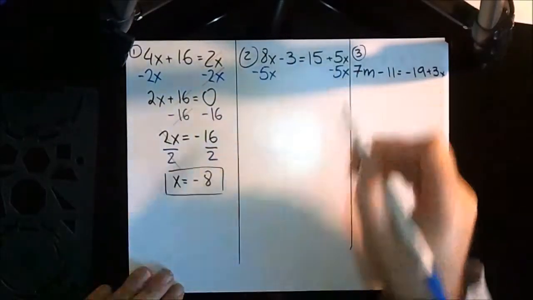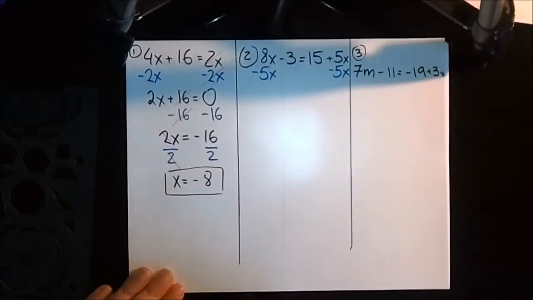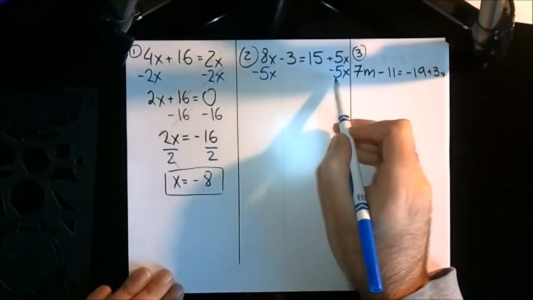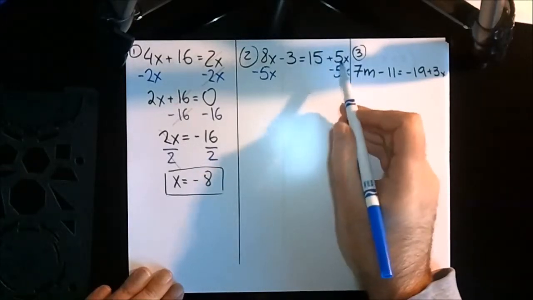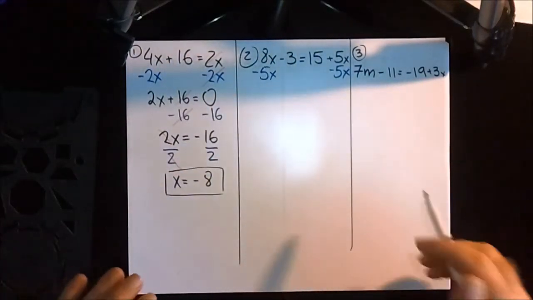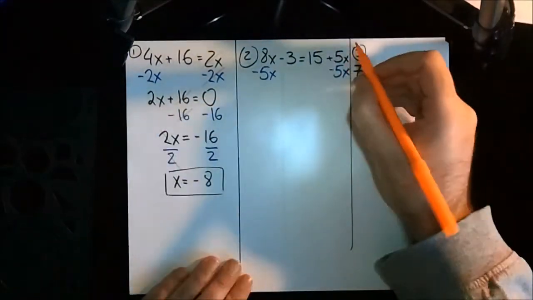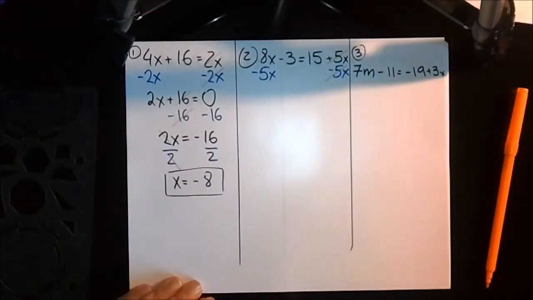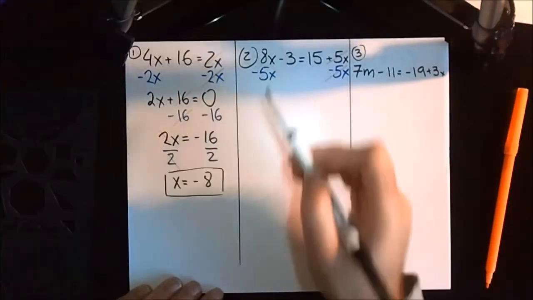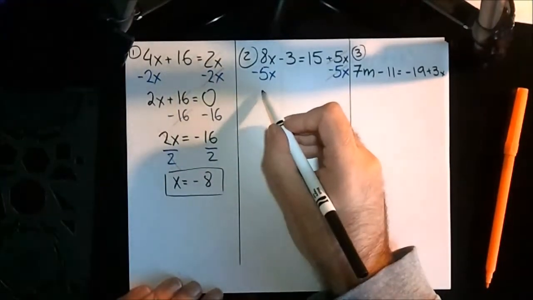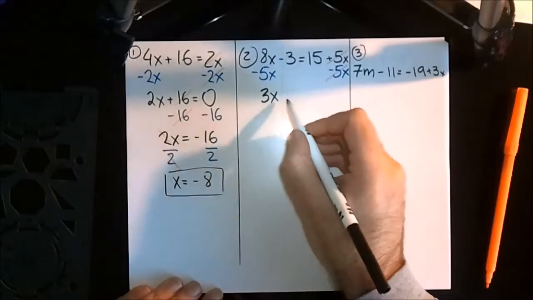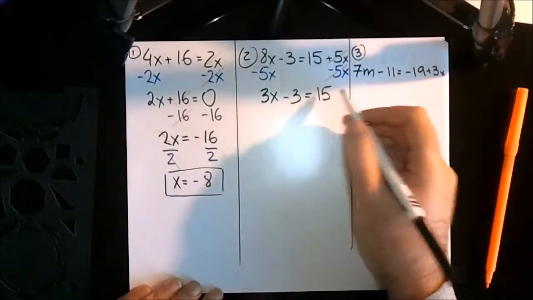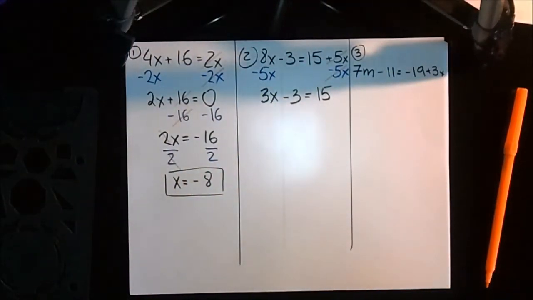So once again, 5x minus 5x. I subtracted 5x from both sides because it's the opposite of 5x. 5x minus 5x, that's 0, gone. And of course I have to do it from both sides. So that's gone, or it's now a 0. And on the left side, I'm left with 8x minus 5x, which is 3x minus 3. On the right side, I have 15 and nothing else because this is 0. So 15 plus 0, or just 15.